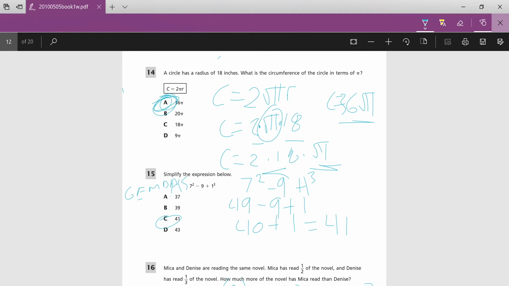Now, in terms of pi, it simply means you don't have to multiply pi out with your coefficient at the last step. You could just leave it in terms of that, so there will always be pi in your answer.